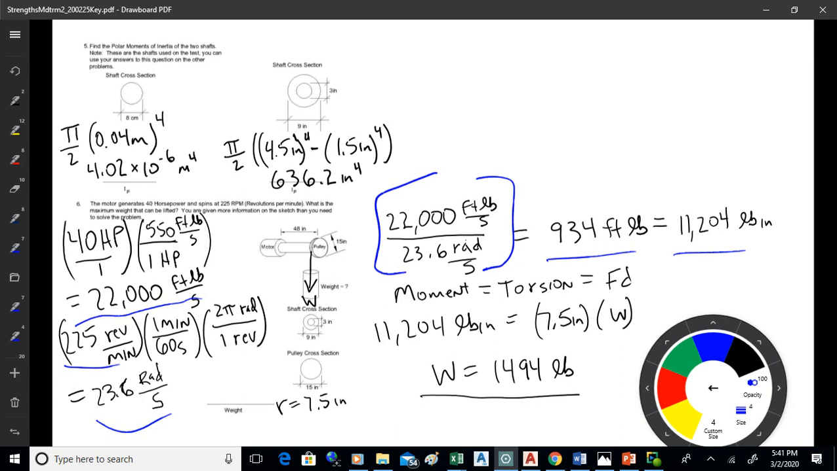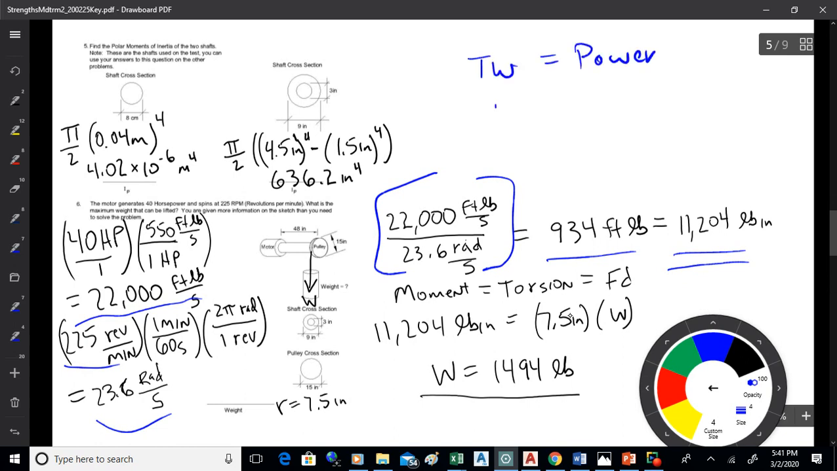That's the power. Now the torsion then, I'm sorry, that's not the power, that's the torsion, okay? Because we've taken the power and divided it by omega, and that gets us the torsion. So the formula for that is the torsion times the angular speed is the power. So if you want the torsion, you can take the power over the angular speed. There we go. So that's what we're doing right there. And that gets us the torsion, 11,204 pound-inches.